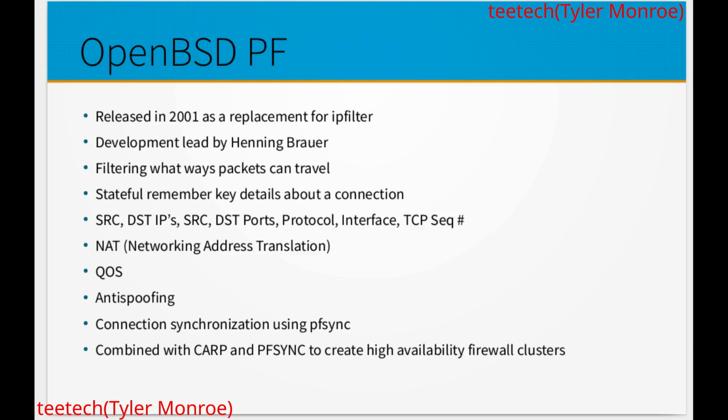And you can do even more cool things with connection synchronization using PF sync. That essentially takes the state table information from PF and can synchronize it to another firewall running PF, or even another server, going outside of the realm of firewalls. It works on servers as well. You can combine two protocols together: CARP and PF sync, and that can give you high availability firewall clusters. So in very critical networks, this is very nice to have to limit the impact of failures.